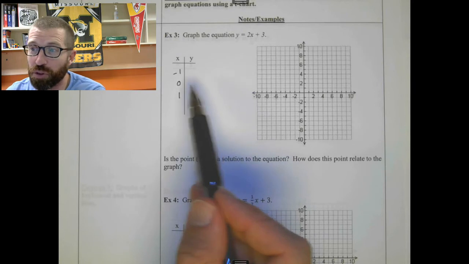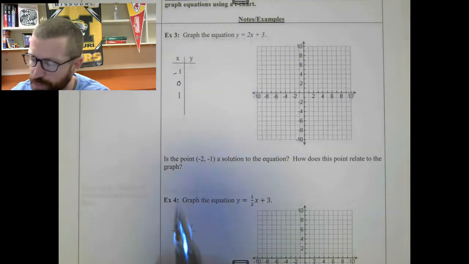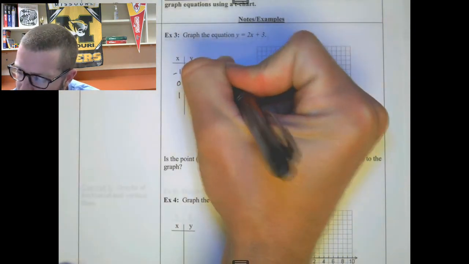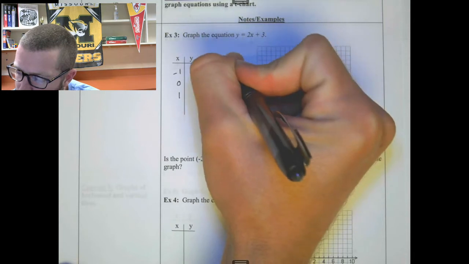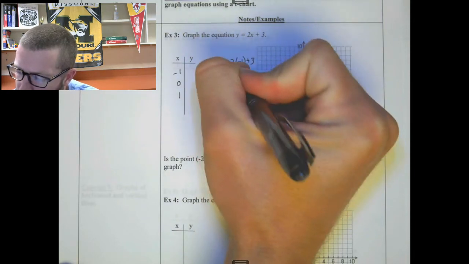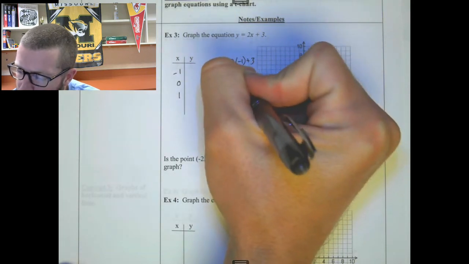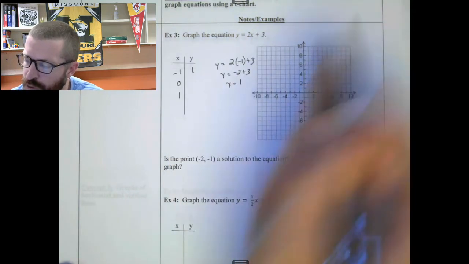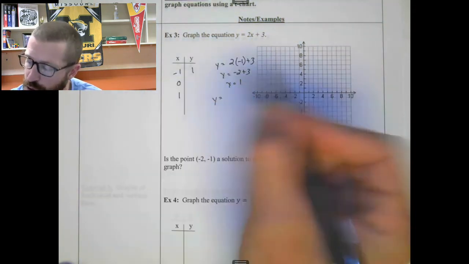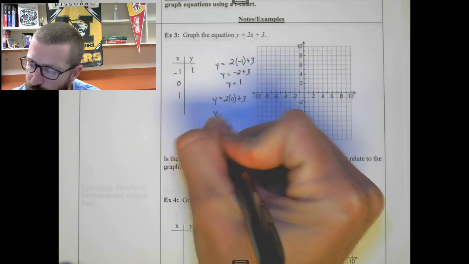And really, it doesn't matter what points you pick, but don't pick something like 20 or 19. Pick a pretty easy number. And then we'll put the work over here. If x is -1, then you get 2 times -1 plus 3. So you get -2 plus 3, which is 1. Okay, when x is 0, which is our next value, you get 2 times 0 plus 3, which is just 3.